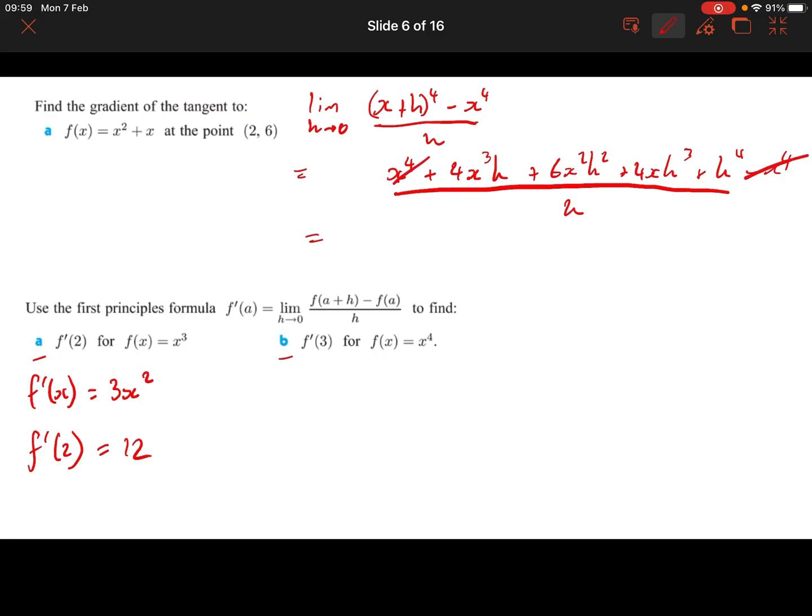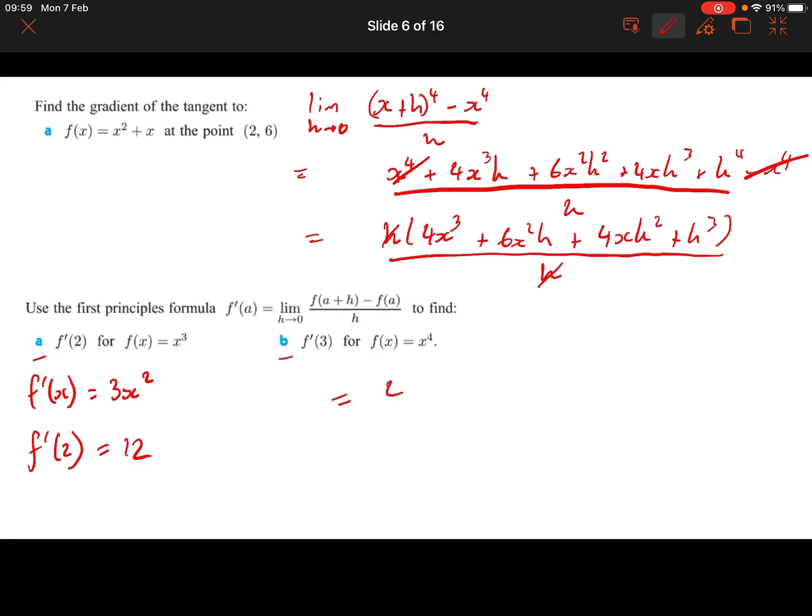And now I can factor out the h. So (4x cubed + 6x squared h + 4xh squared + h cubed) all over h, the h cancels away. And so as h tends to 0, all I am left with now is 4x cubed, because 0 times anything is nothing. So the only thing you've got left is 4x cubed.